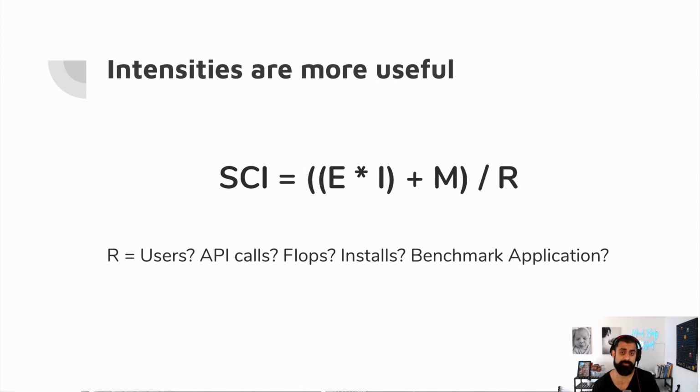And this is actually the SCI. It's really simple. It's just not a complex calculation. It's the energy consumed in your application multiplied by the carbon intensity. And that gives you the carbon emissions for your energy consumption. Then you add in the carbon emissions from your embodied carbon and you divide by something. Maybe if it was Windows, it might be users. If you've got an API application, it might be per API call, flops, installs, benchmark. This is still being developed in the foundation. We haven't quite settled on a complete list yet. We might even also make it free form to allow people to have their own R's. But that's essentially the purpose: to give you a score like this.